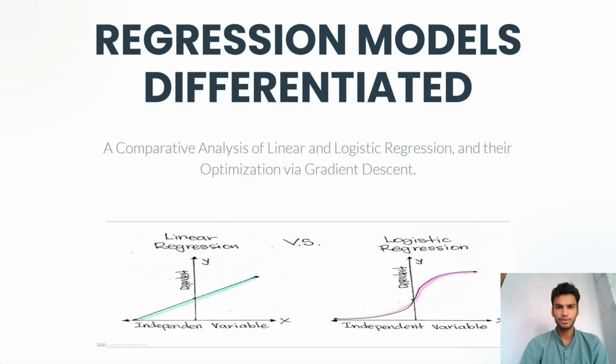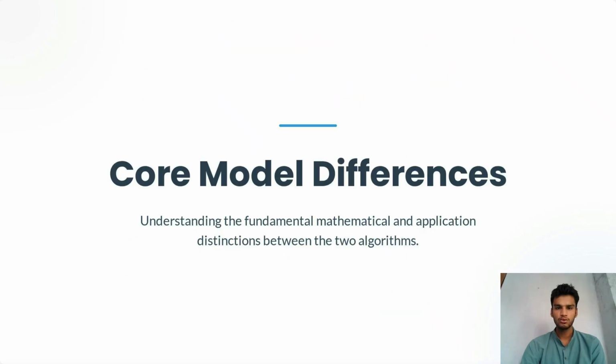Today we will learn about regression models. Regression models differentiated: a comparative analysis of linear and logistic regression and their optimization via gradient descent. Core model difference between linear regression and logistic regression. Understanding the fundamental mathematical and application distinction between the two algorithms.